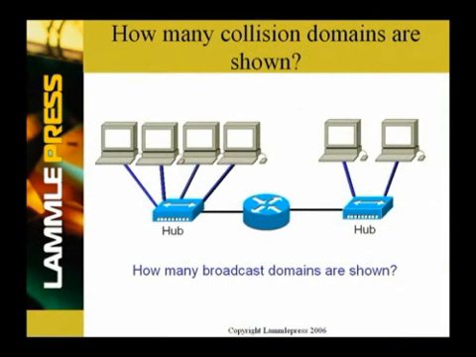Now, taking what we have learned in this module so far, how many collision and how many broadcast domains are shown in this figure? Well, we're using hubs, which means that we don't break up collision domains at all. The only device that segments networks in this figure is a router. The router will break up both collision and broadcast domains. So the answer to this is 2 collision domains and 2 broadcast domains.